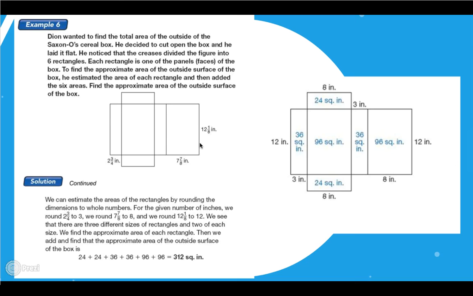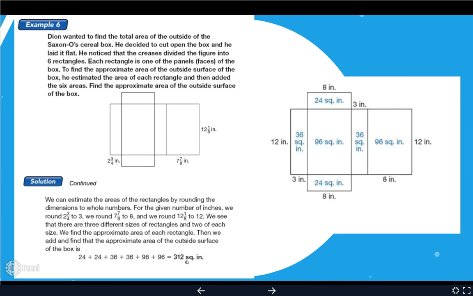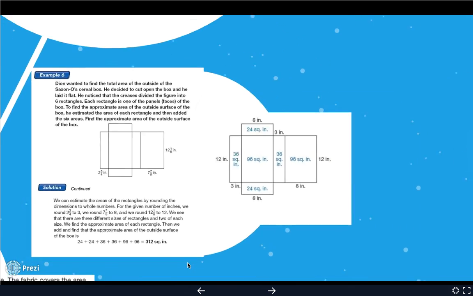We know that's 7 and 7/8 and 12 and 1/8. So I'm going to round this to 12 and 8. It shows you right here. And then you're going to find this panel. Find every single panel and then add those areas together. And what we'll find is you have 312 square inches.